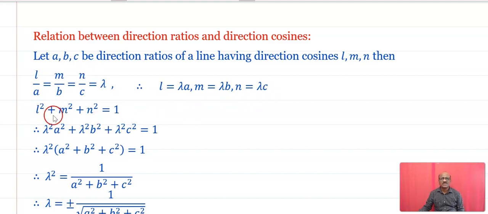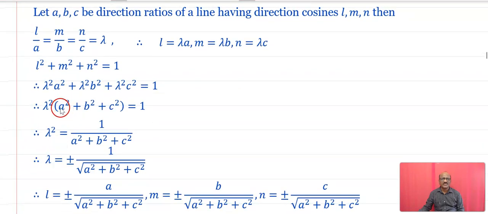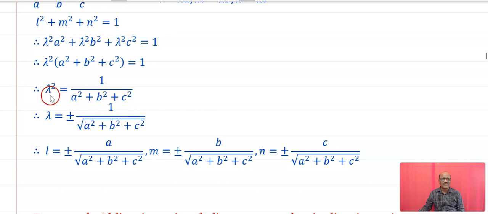Next, l square plus m square plus n square equals 1. Substitute the value of l, that is lambda a, in brackets squared, means lambda square a square. The value of m, lambda b, lambda square b square. The value of n, lambda square c square, and that equals 1. Take lambda square as common, then in brackets a square plus b square plus c square equals 1. And therefore lambda square is equal to 1 upon a square plus b square plus c square.